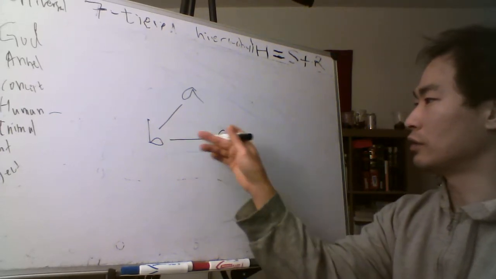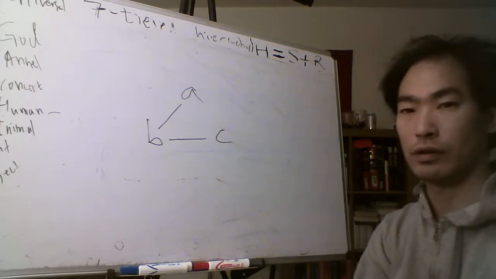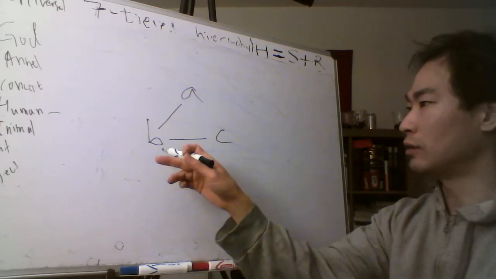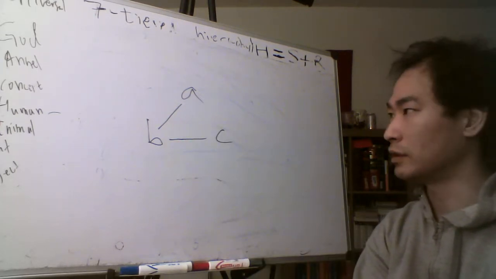And B and C, they know each other. But A and C, they don't know each other. So B is a mutual friend of A and C. But A and C, they never met. They don't know who they are.